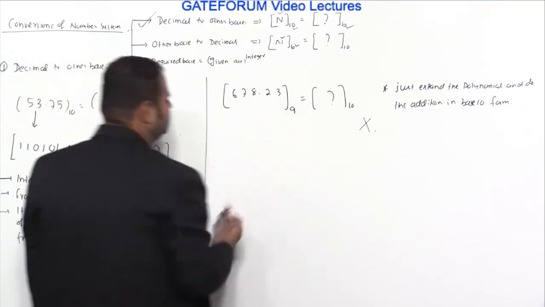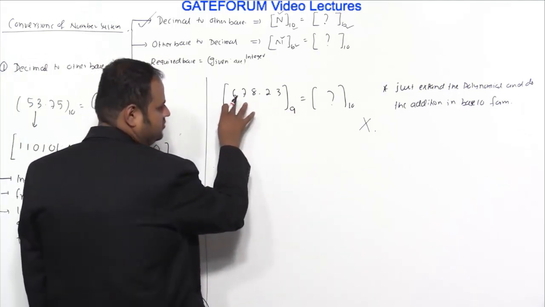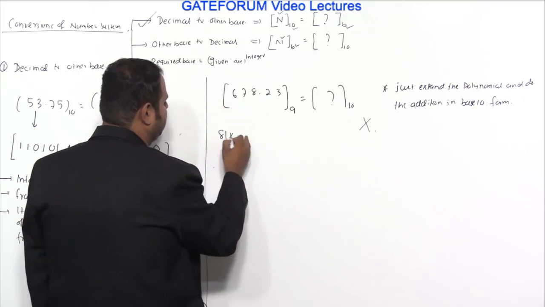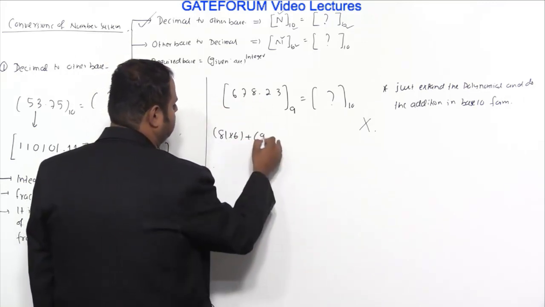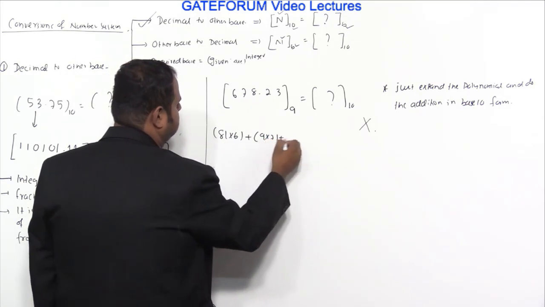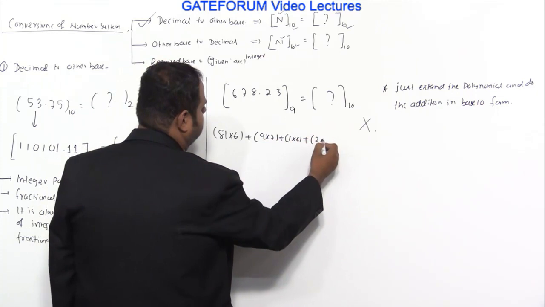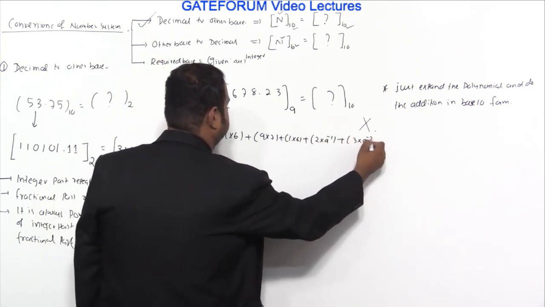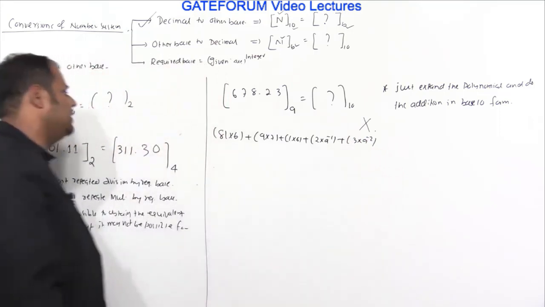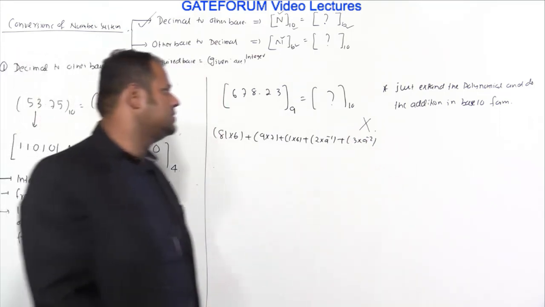If somebody asks me this, then again I have to expand like this. So 9 power 0, 9 power 1, 9 power 2. 9 power 2 is 81. So 81 into 6 plus 9 power 1, 9 into 7, plus 9 power 0 is 1, into 8, plus 2 into 9 power minus 1 plus 3 into 9 power minus 2. You have to take a calculator and add it, and that will be the corresponding base 10 answer.